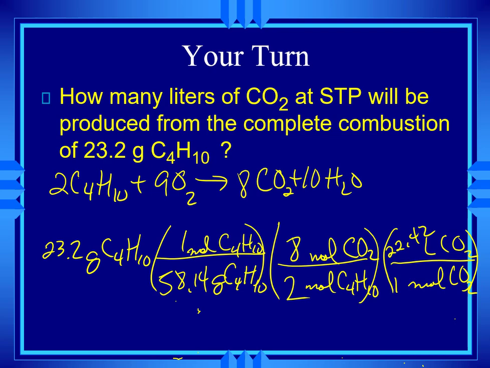So 23.2 divided by 58.14 times 8 divided by 2 times 22.42. Screen fills up with numbers. I get to write down 3 of them because the 23.2 has 3, 58.14 has 4, the 22.42 has 4. So this is going to be 35.8 liters of CO2.